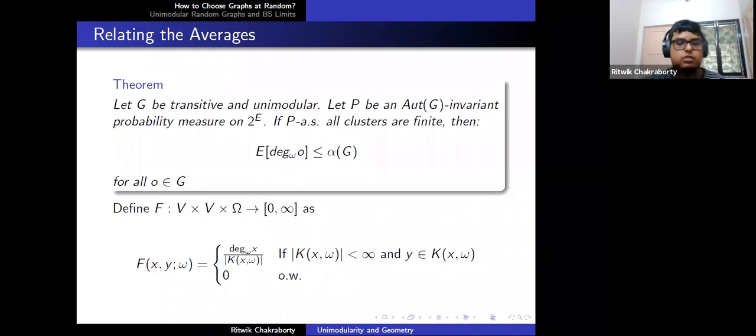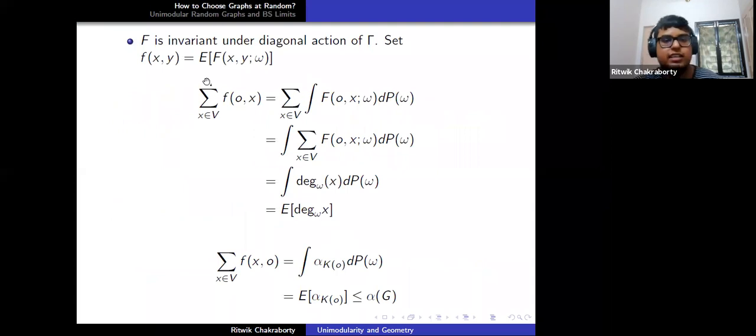Once you have defined this, it's actually easy to see that this function, capital F, is invariant under the diagonal action of gamma. So you set small f of xy to be the expectation taken over the percolation configuration small omega. It again follows that small f is going to be diagonally invariant. That just follows from the usual change of variable formula in measure theory, and the fact that my probability measure is automorphism invariant.